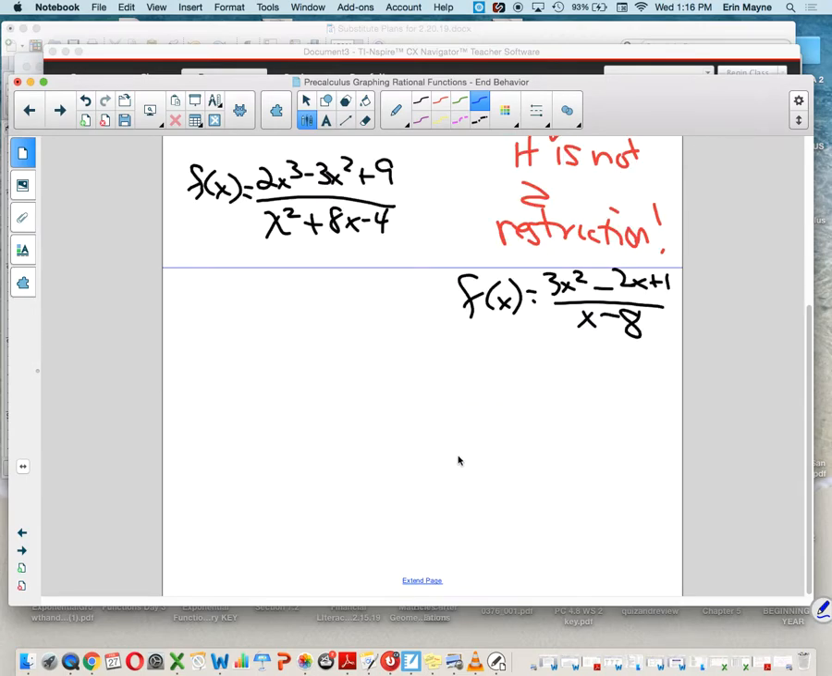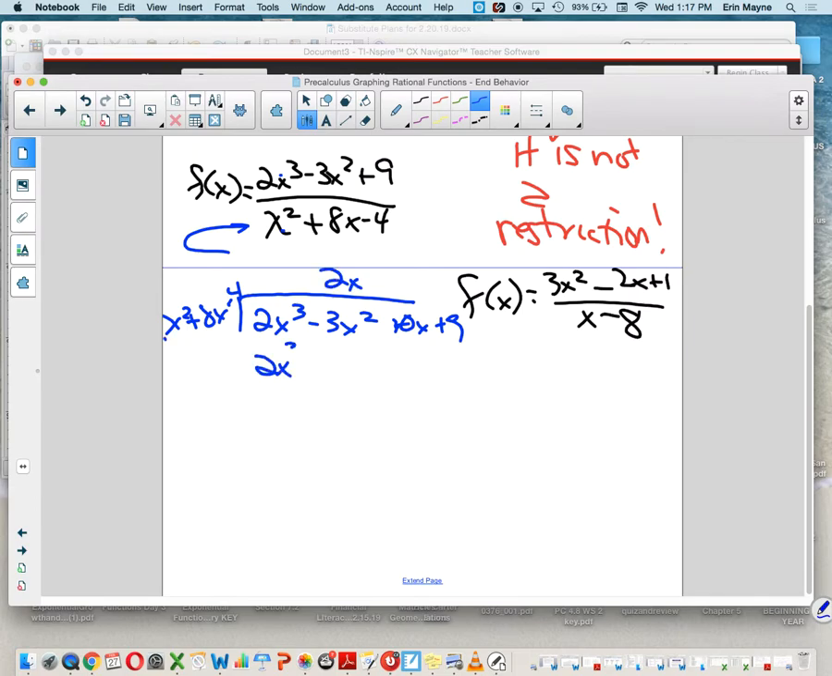Okay, so the last thing we're going to do is just crank through these. Notice this is a cubic divided by a quadratic. Since this divisor is not linear, I have to use long division. I've got 2x cubed minus 3x squared, I put a placeholder, plus 9. I've got x squared plus 8x minus 4. X squared goes into 2x cubed 2x times. I'm left with 2x cubed plus 16x squared minus 8x.